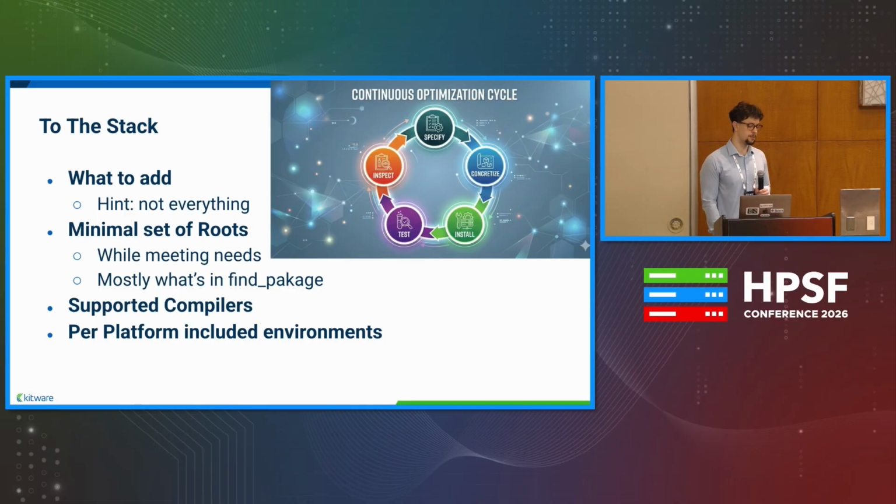You want to look at supported compilers, of course. You want to look at per platform environments, right? If you want different things on Mac OS versus Windows versus Linux versus some cluster, all of those considerations exist in the CMake Superbuild, and they would be translated pretty directly to your Spack stack configuration.